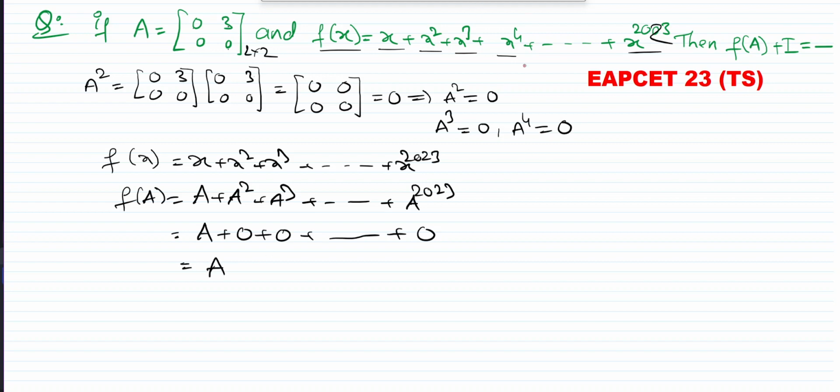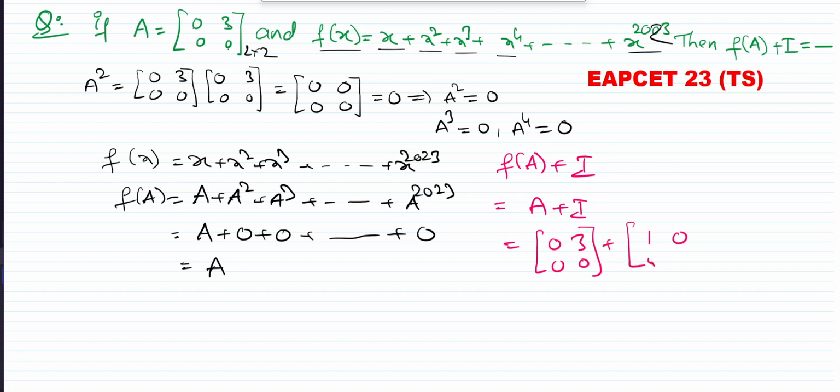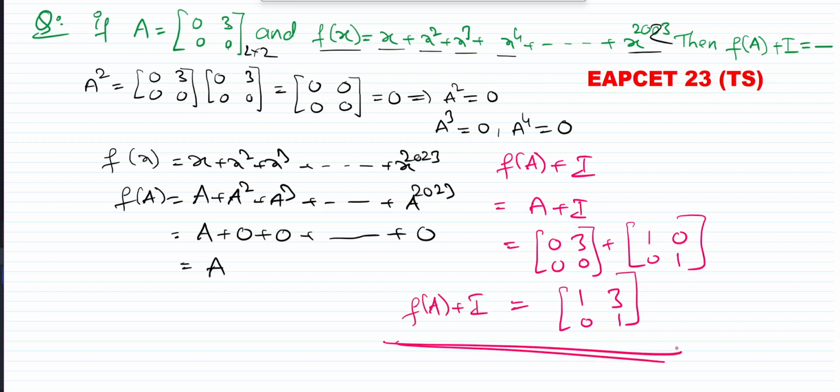Now we find f of A plus I. F of A value is A, so A plus I. A matrix is given, that is 0, 3, 0, 0. And I is the unit matrix 1, 0, 0, 1. Add these two matrices, that is 1, 3, 0, 1. This is the value of f of A plus I. This is the final answer.